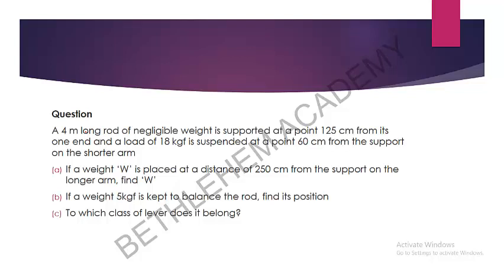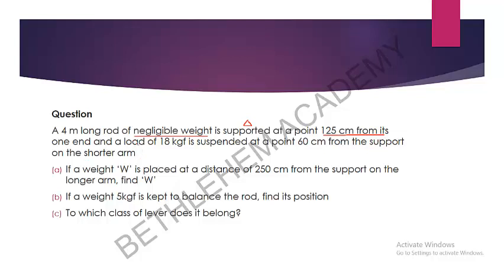In this video, we will look at a problem from the machines chapter. The question says a 4-meter long rod of negligible weight, and this needs to be noted, is supported at a point 125 centimeters from its one end. Supported means the fulcrum is there at 125 centimeters from its one end, and a load of 18 kgf is suspended at a point 60 centimeters from the support on the shorter arm.